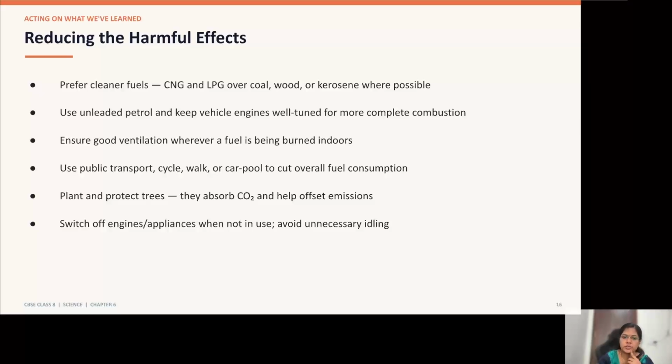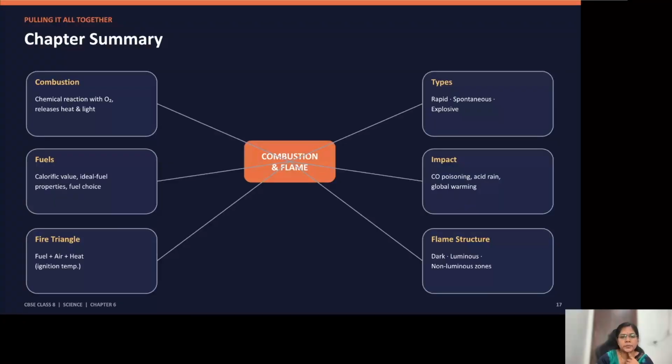Combustion is essential to modern life for cooking, transport, electricity, but we cannot avoid it, right? So the goal is not to stop burning fuel, but to burn it more completely, more efficiently, and less wastefully. Okay, so here is the chapter summary. What all did we discuss today? We have discussed combustion, types of combustion, the fire triangle, then flame structure, fuels, and impact.